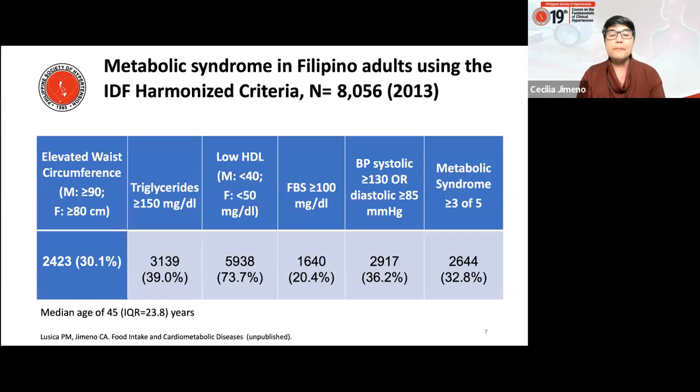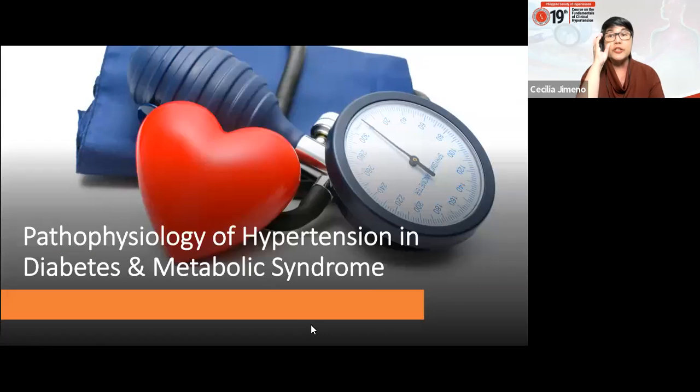And in the Philippines, the prevalence of the metabolic syndrome, again in the 2013 FNRI National Nutrition Survey, is around 33%. So 1/3 of all adults have the metabolic syndrome. And the elevated blood pressure, as defined by systolic BP of more than or equal to 130, or diastolic BP of more than or equal to 85, is around 36%, encompassing pre-hypertension as well as hypertension. Now let's go to the next bullet point and talk about the pathophysiology of hypertension in diabetes and metabolic syndrome.